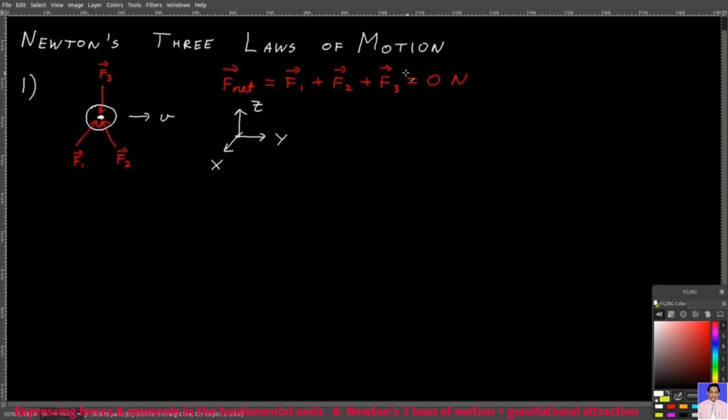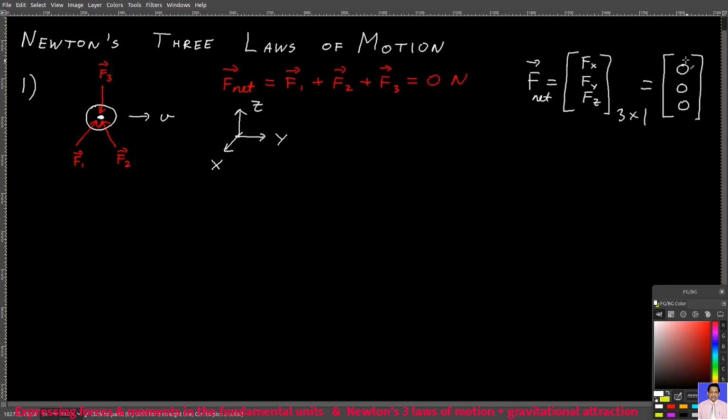So these force vectors actually look like this. It's a 3 by 1 vector. And so the net force has to be a 0 vector. Then the particle will remain at rest if it was at rest in the first place, or if it had some kind of velocity, then this velocity won't change.